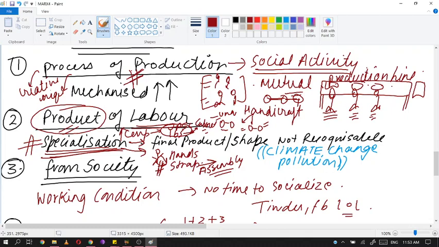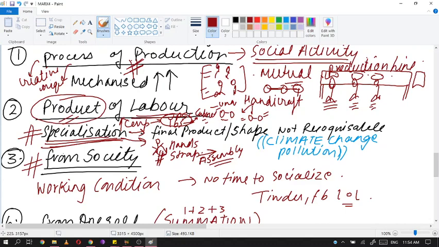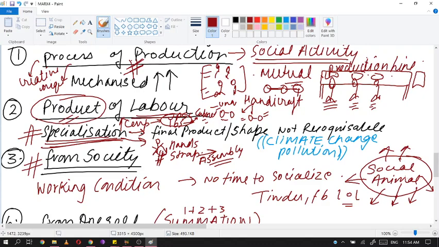You are alienated from society. Man is a social animal. You need people to talk to. Alone, I don't know what you will become. You will need to have some kind of interaction with humans. But you will have no time to interact and socialize. Why? Because your working condition will be like that. 9 to 5 in the best case scenario. Otherwise, 9 to 11, 9 to 9? These are normal, if you are an IAS officer. Okay.